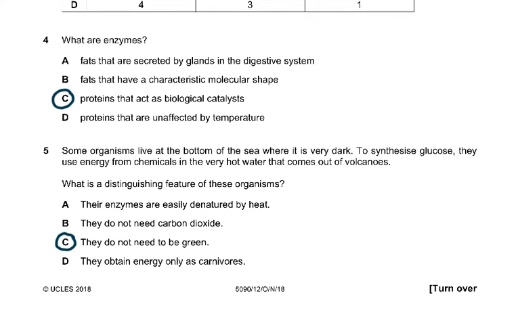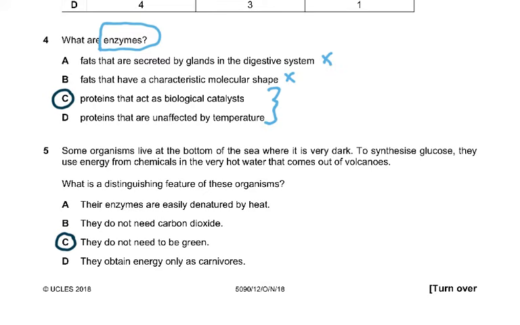Question 4 is, what are enzymes? Fats. Of course everybody knows enzymes are proteins. I'm sure there would be hardly any student who did not know that. So we have to come down to these two. Now there's another way you do MCQs: you first cross out the ones which are totally wrong. So we know A and B are totally wrong. It has to be proteins. Now we have to read C and D.